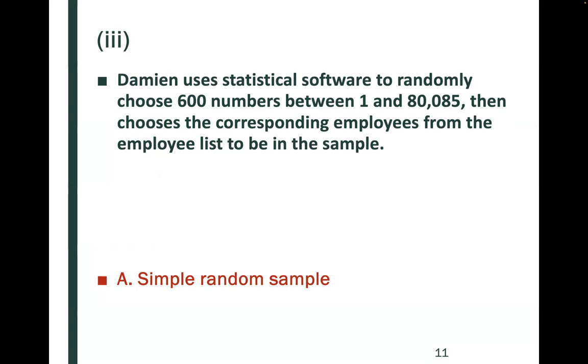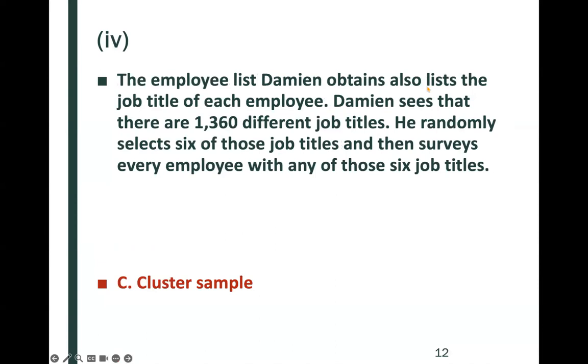Next, the employee list Damien obtains also lists the job title of each employee. Damien sees that there are 1,360 different job titles. He randomly selects 6 of those job titles, then surveys every employee with any of those 6 job titles. So this is an example of a cluster sample.